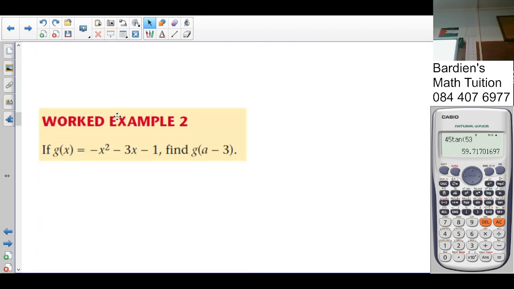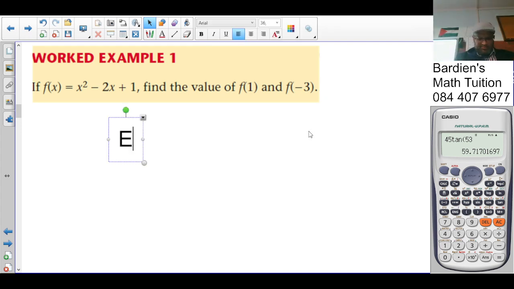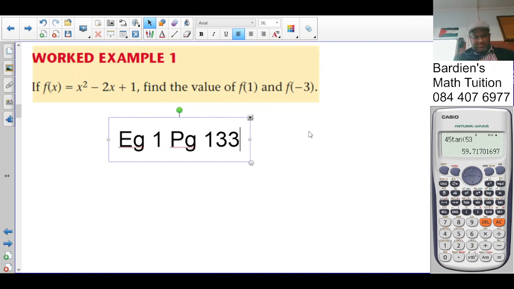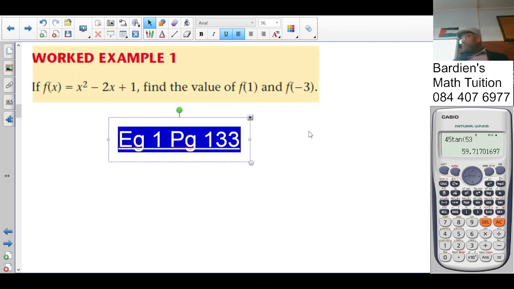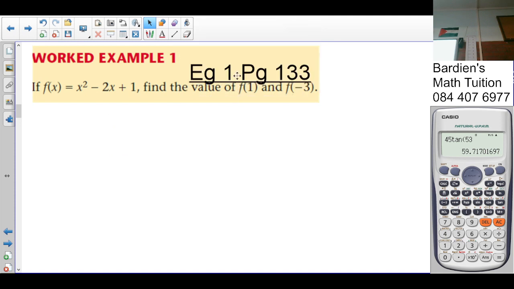Now we're looking at example 1 on page 133. We are told if f of x is equal to x squared minus 2x plus 1, find the value of f of 1 and f of minus 3. So write the sum down.